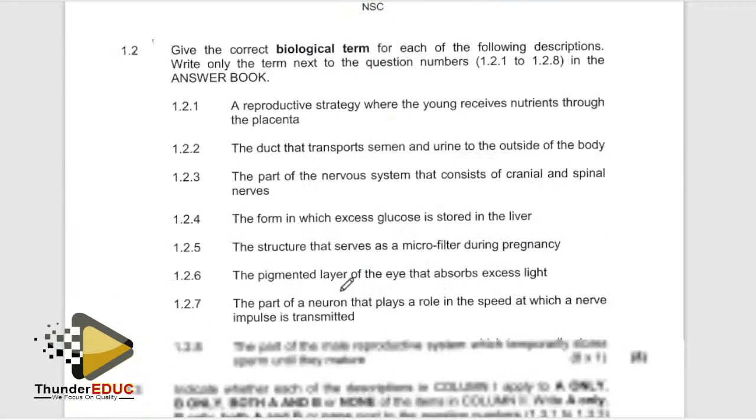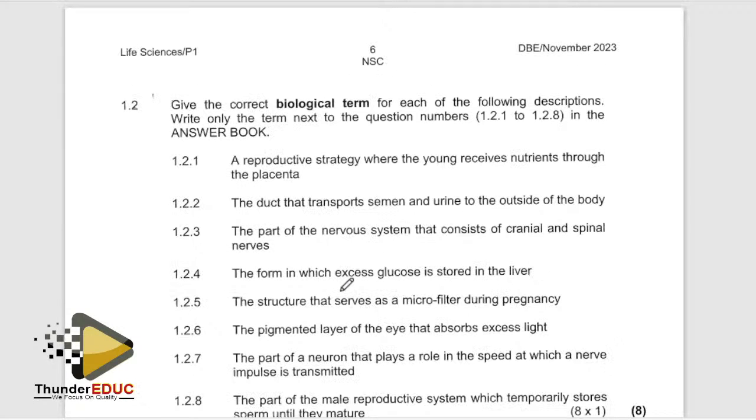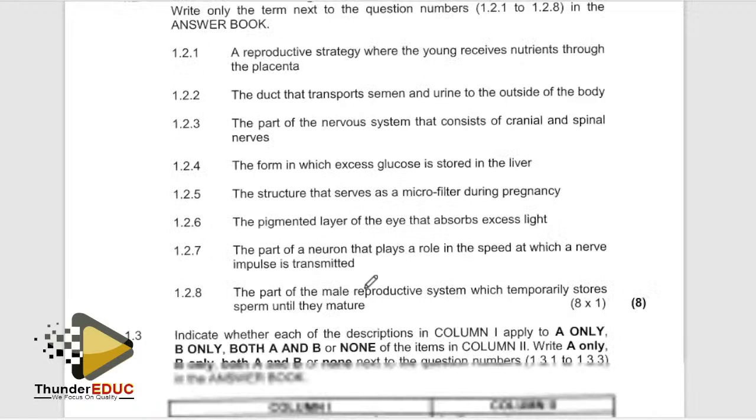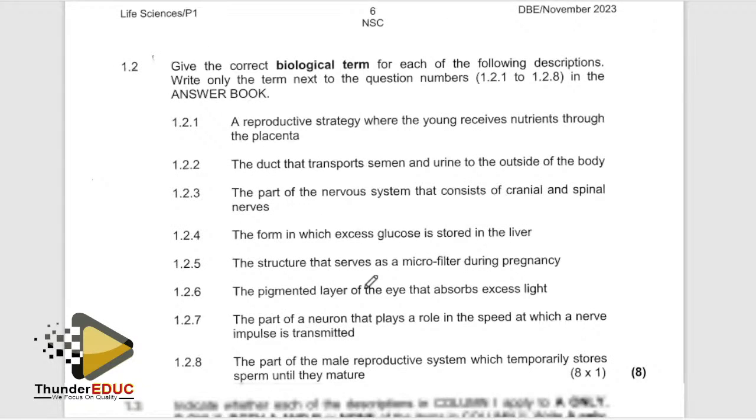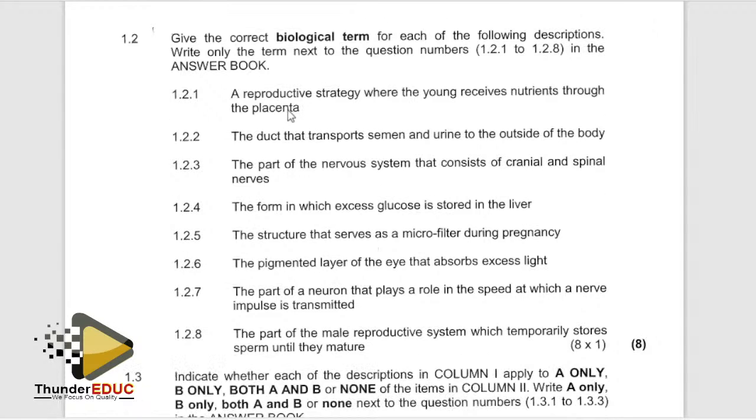Okay, let's go to the terminologies. Now we are talking about content. These terminologies are meant to be for content. Reproductive strategy where young receive nutrients through placenta. We talked about this. Viviparity, because they say nutrients through placenta. If you check our distinction material, it is stipulated very well.